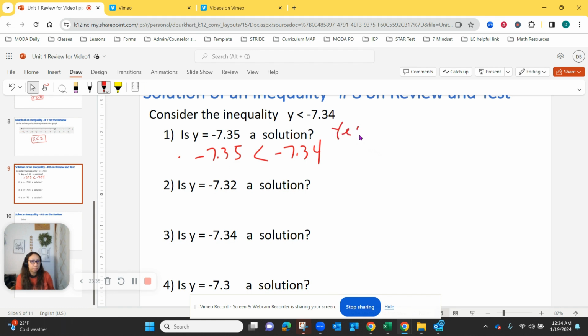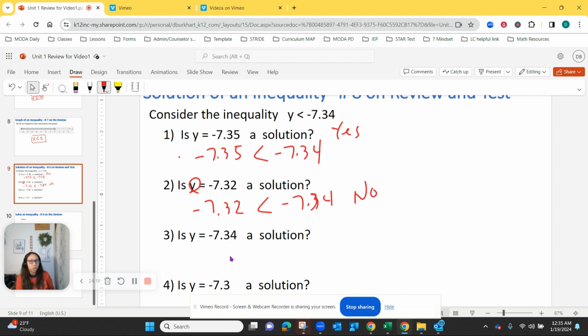So yes. For the second option, now we are going to replace y with -7.32. Is that less than -7.34? Again, we're talking about negative numbers, where the bigger the number, the smaller it is. But looking at it, the bigger number is -7.35, and it says it's greater, which is the opposite of what we're supposed to be thinking. It should be less than, because this is a bigger number.